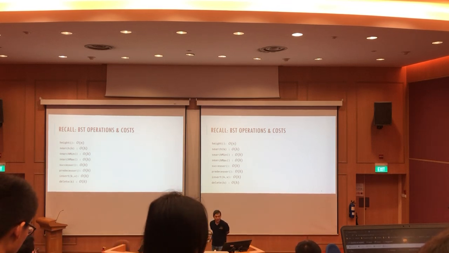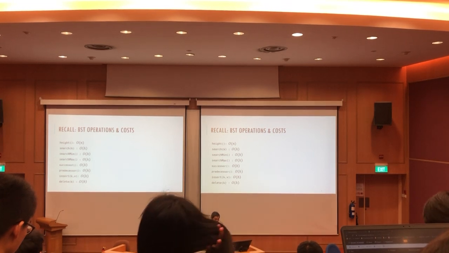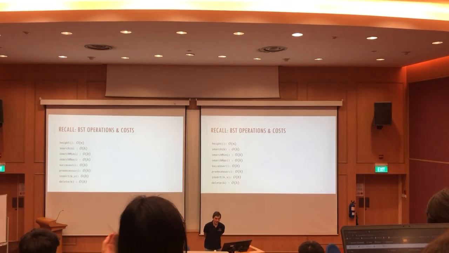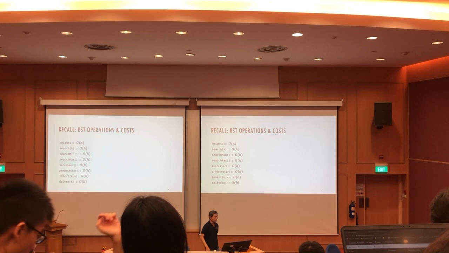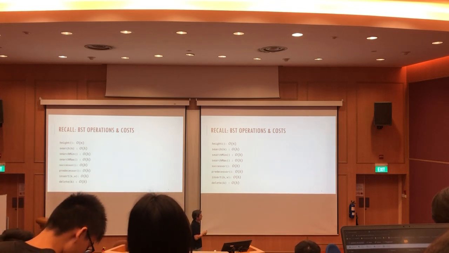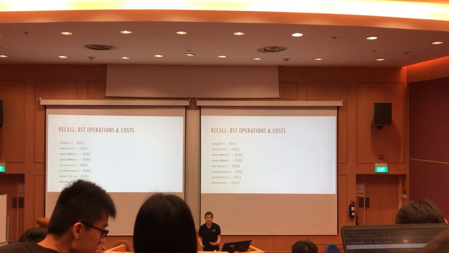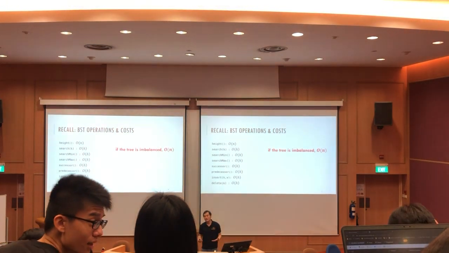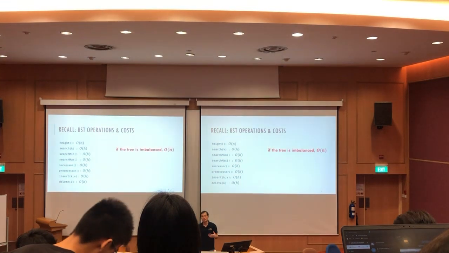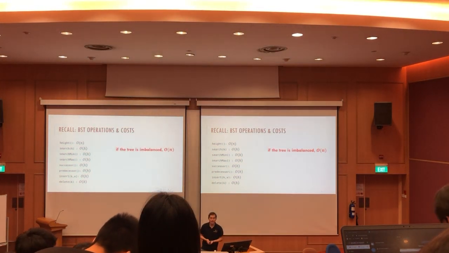Okay, so remember from binary search tree, our lecture yesterday, we said that all these operations, the performance of it is O(H), right? Where H is the height of the tree. So if the tree is imbalanced, then it's going to be O(n), all right? It's going to be O(n), which is not so nice.